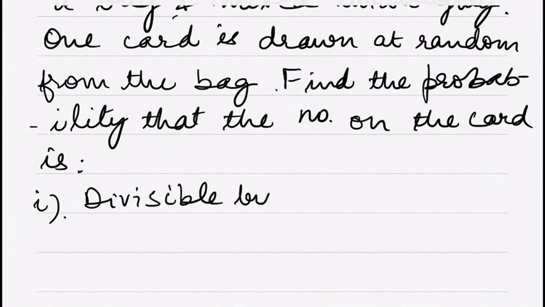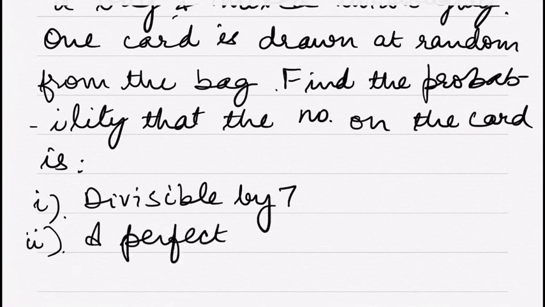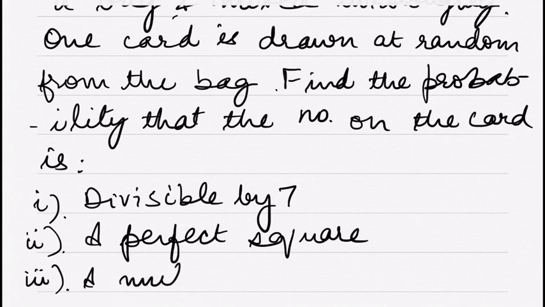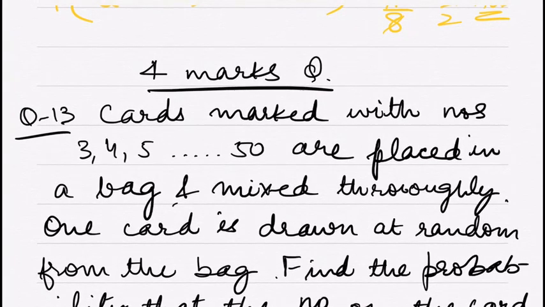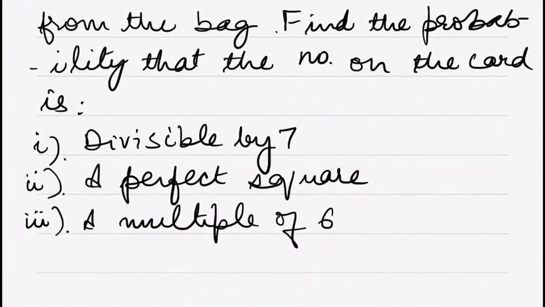So the first part says divisible by 7. The second part says a perfect square. The third is a multiple of 6. Okay, so this is the question.